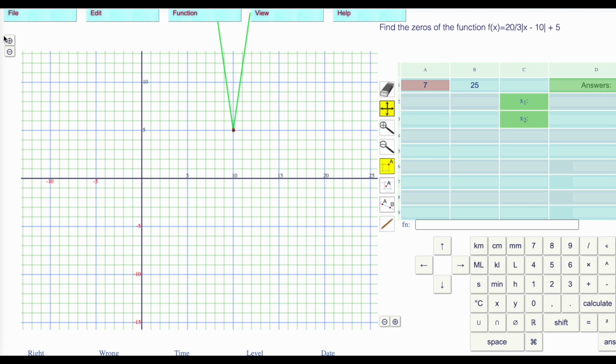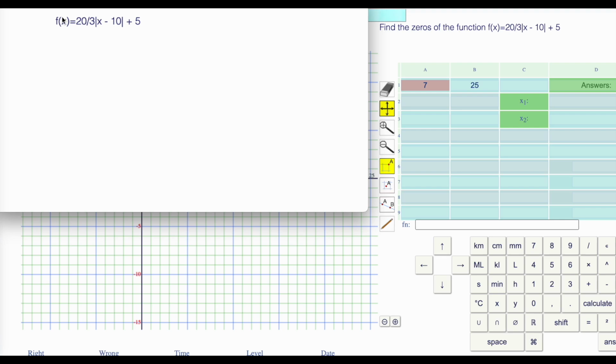Let's look at this algebraically. If we set the y value, or the f of x, equal to 0, we get 0 is equal to 20 divided by 3 times the absolute value of x minus 10 plus 5. I'm going to subtract the 5 from both sides. We end up getting negative 5 is equal to 20 divided by 3 times the absolute value of x minus 10.